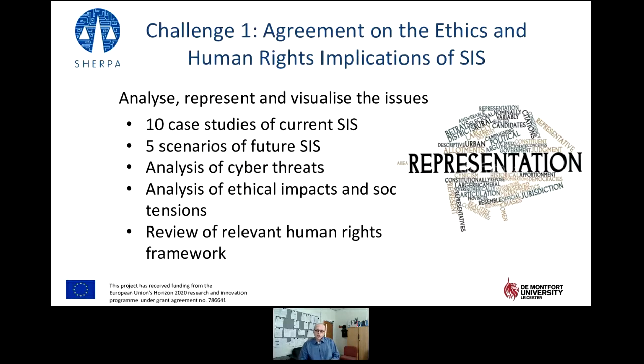So what do we do in the SHERPA project? So far this was a description of the situation. What do we do in the SHERPA project? Well, first of all, we're trying to come up with a representation of what are the ethical and human rights issues of those smart information systems. So we're trying to distill insights into the nature of those issues. We're doing this through case studies, scenarios. I'll come back to those in a second. We're also looking at cyber threats. We're looking at ethical impacts and societal tensions arising out of those. And we're looking specifically at how human rights frameworks reflect those.